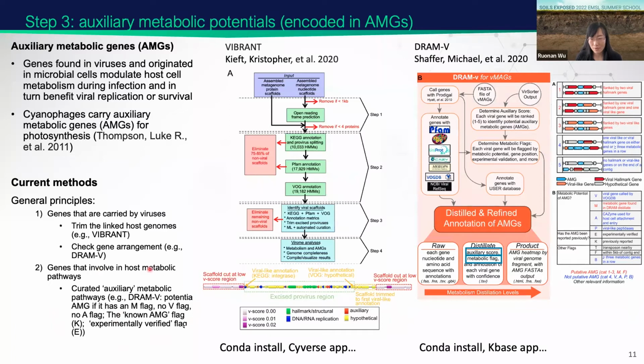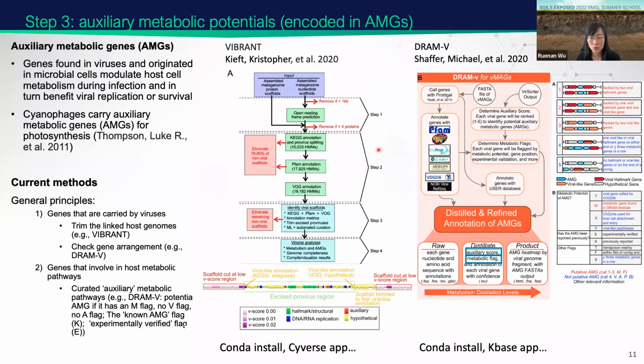Then the second step of detecting putative AMGs is to screen the genes that are involved in microbial metabolic pathways. For example, DRAM-v will remove some of the pathways that are related to host cell attachment or cell entry, so that doesn't seem like a metabolic pathway of viruses.